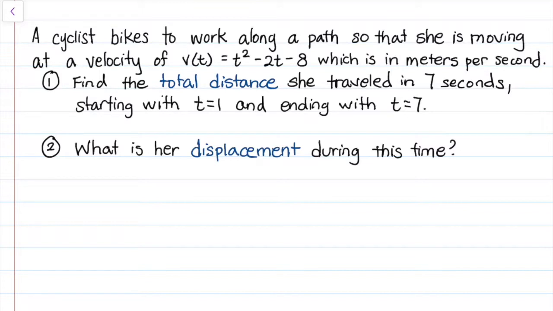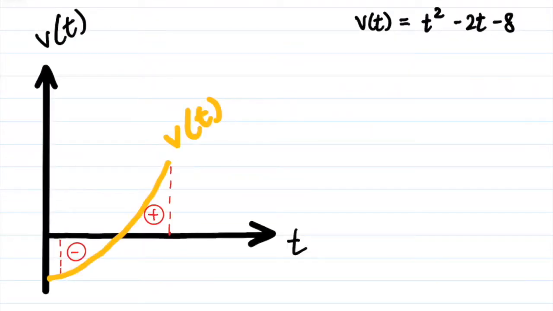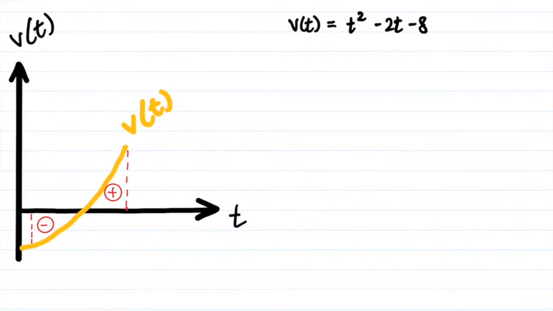First, we're going to look at total distance. Here is the graph for this problem. I have highlighted the positive and negative regions of the graph with a plus sign and a minus sign respectively. The first thing we're going to do is figure out at what point in time the cyclist changed direction, because by looking at the graph, we notice that there is a point within the time interval where the region changed from negative to positive.